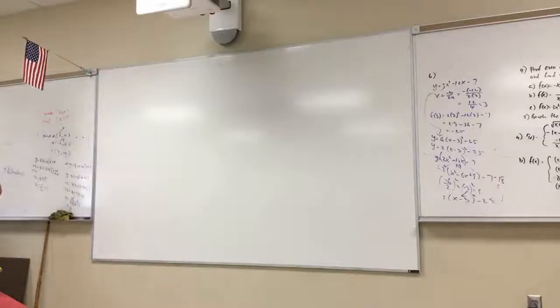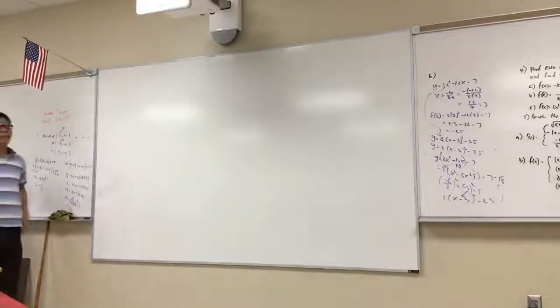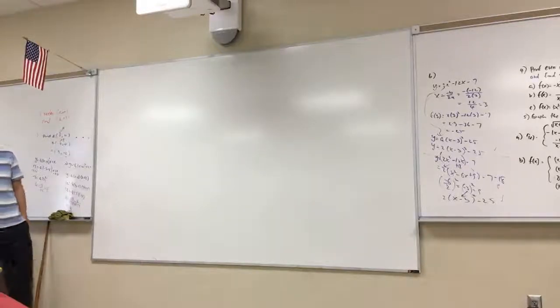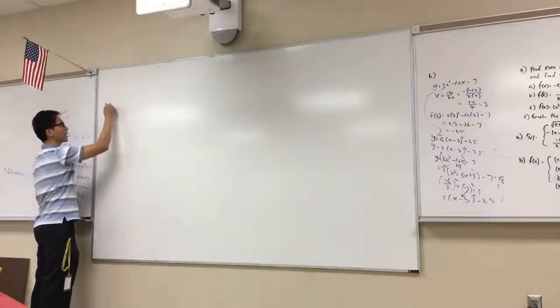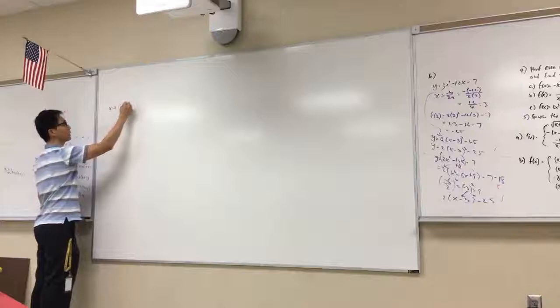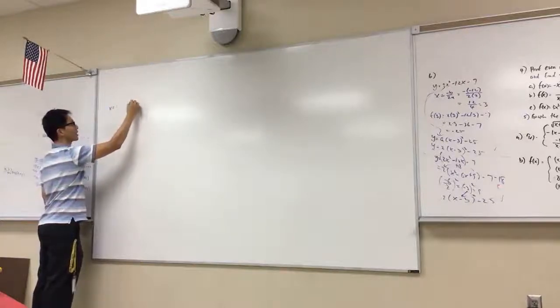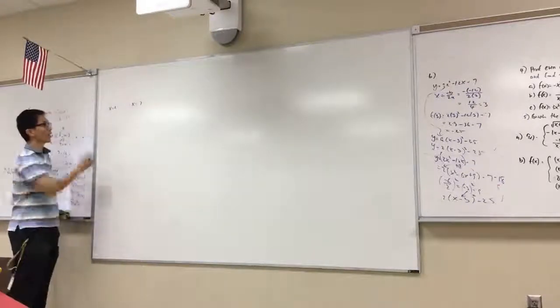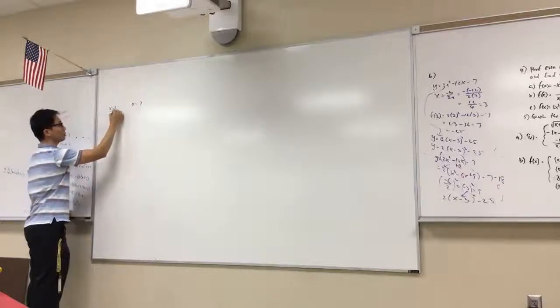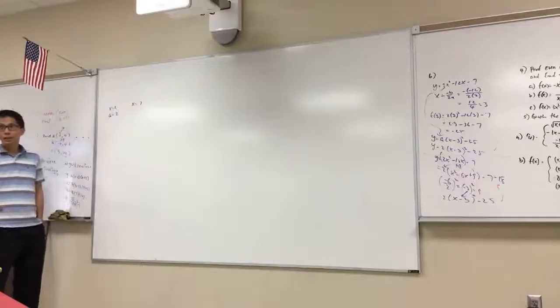So I can give you x-intercepts and an a, and you can find me the equation. Here's how I do it. If I give you the x-intercepts x equal to 2 and x equal to 7, and I give you a equal to 2, can I find the equation?